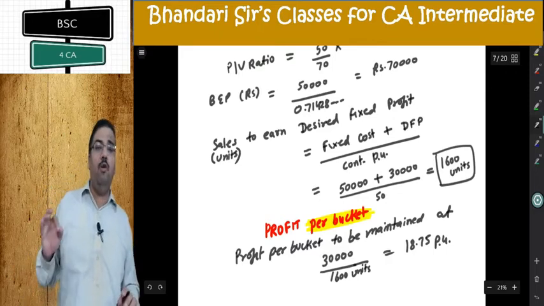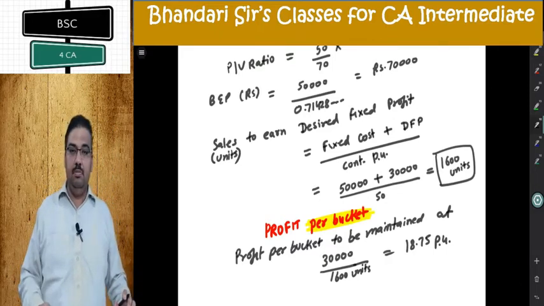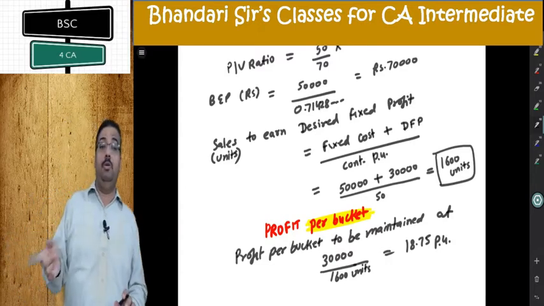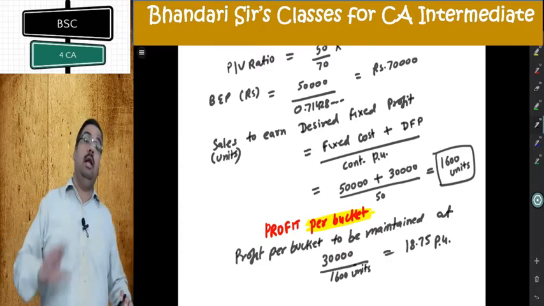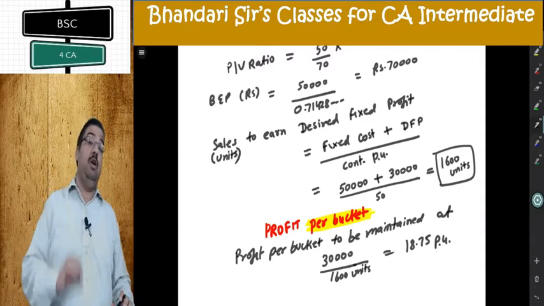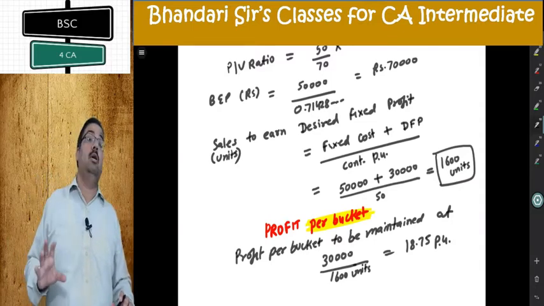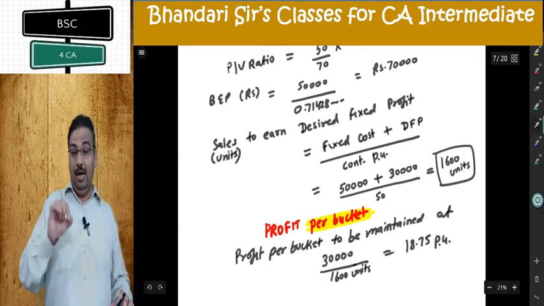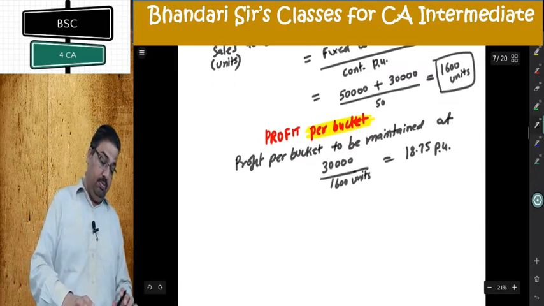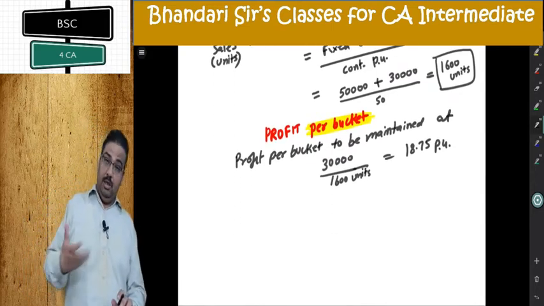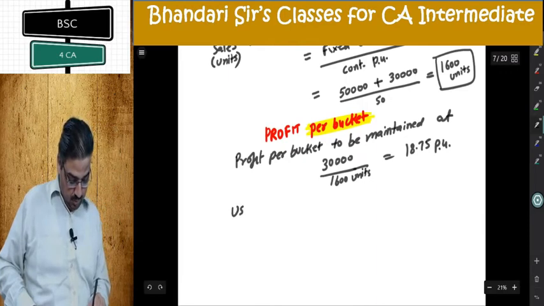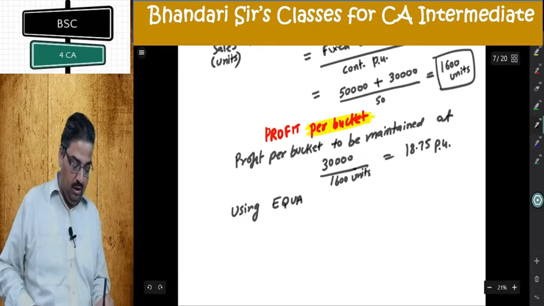Did I tell you any formula to calculate selling price? No, I did not. I told you sale to earn desired fixed profit, not selling price to maintain any profit. Even otherwise, profit here is variable because it is per unit. It is not fixed profit at all. So let us solve this through basic equation. There is no formula. Using equation we can do.